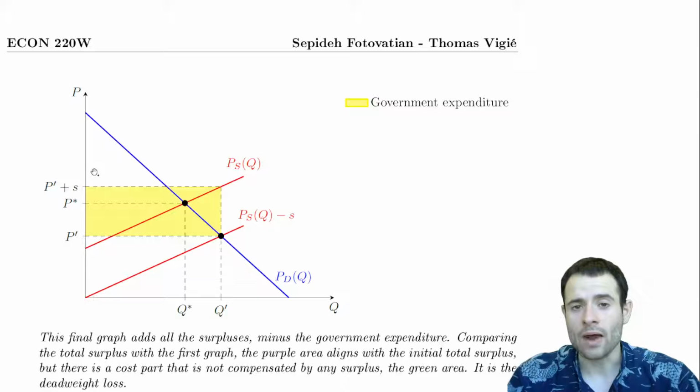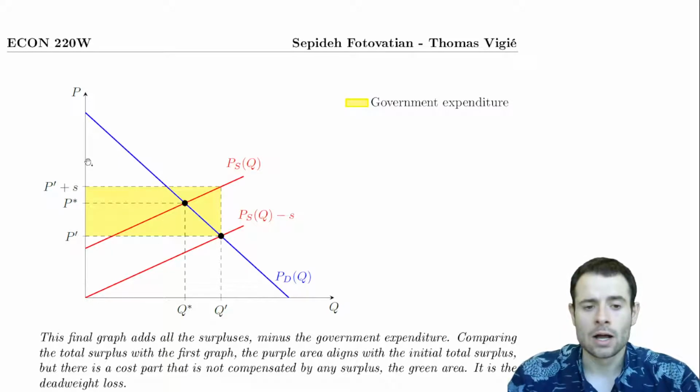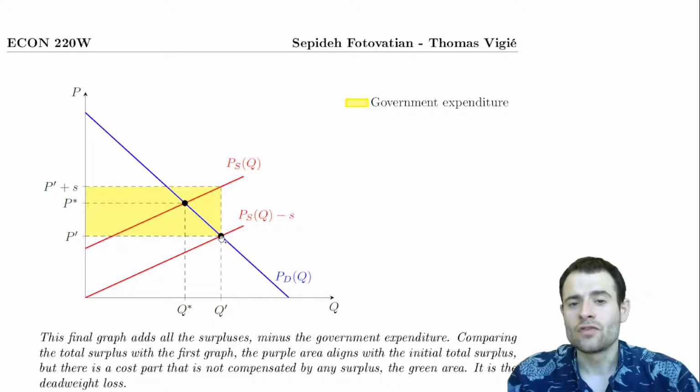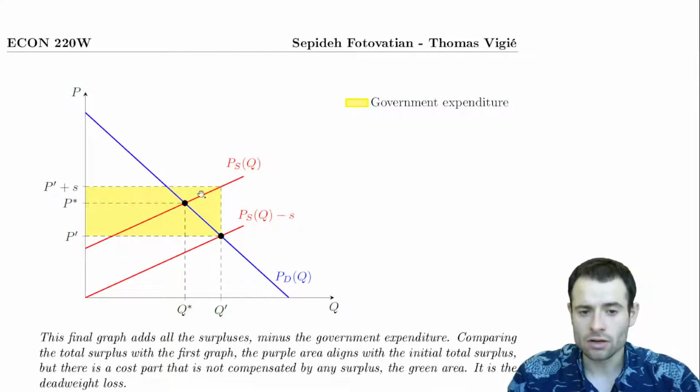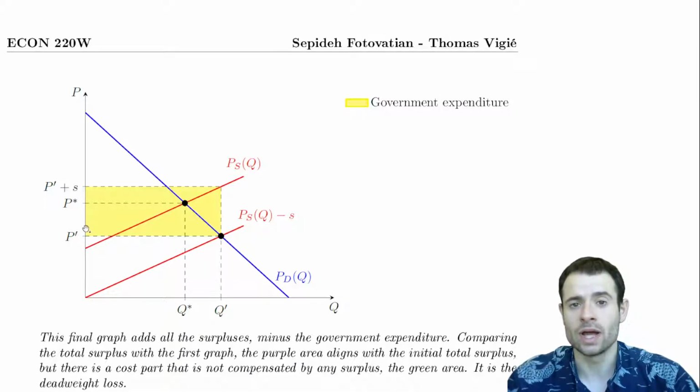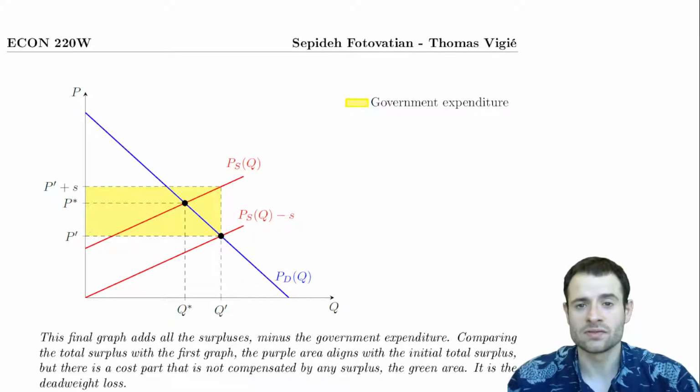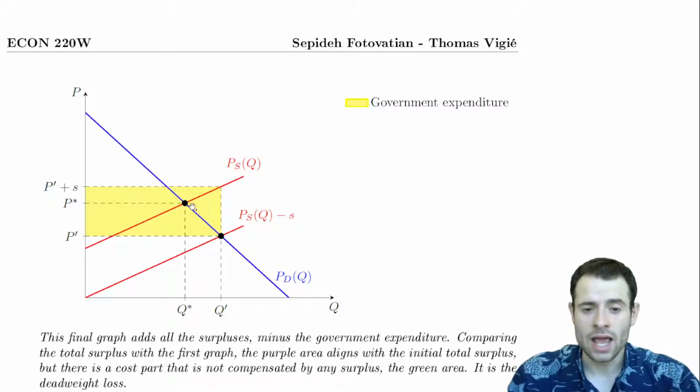Finally, there is one area that represents an expenditure for the government, but which is not a positive surplus for anybody, this triangle. So if you add the three surpluses together, you get nothing here, cancels with the consumer surplus, nothing here, cancels with the producer surplus. This area is negative but is compensated by two positive areas, so the net area is a positive surplus. And finally, a negative surplus here.